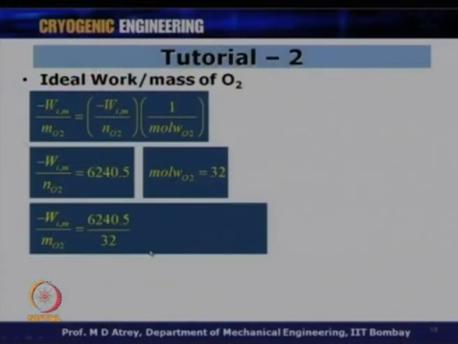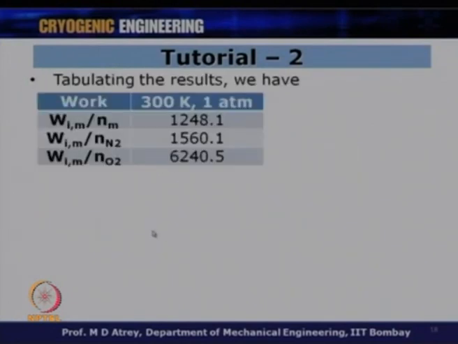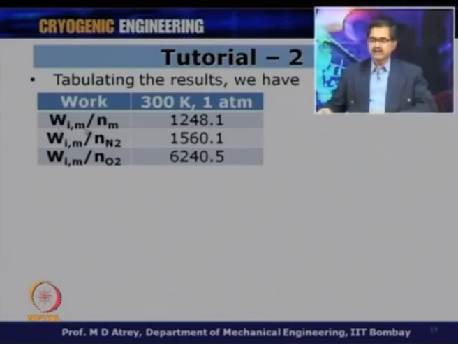I can do for the mass of oxygen by just putting the molecular weight of oxygen as 32 in this, and you get 195.01 joule per gram of oxygen. So, tabulating the results, I get work of separation per mole of mixture, which is 1248, work of separation per mole of nitrogen, which is 1560, and work of separation per mole of oxygen, 6240.5.